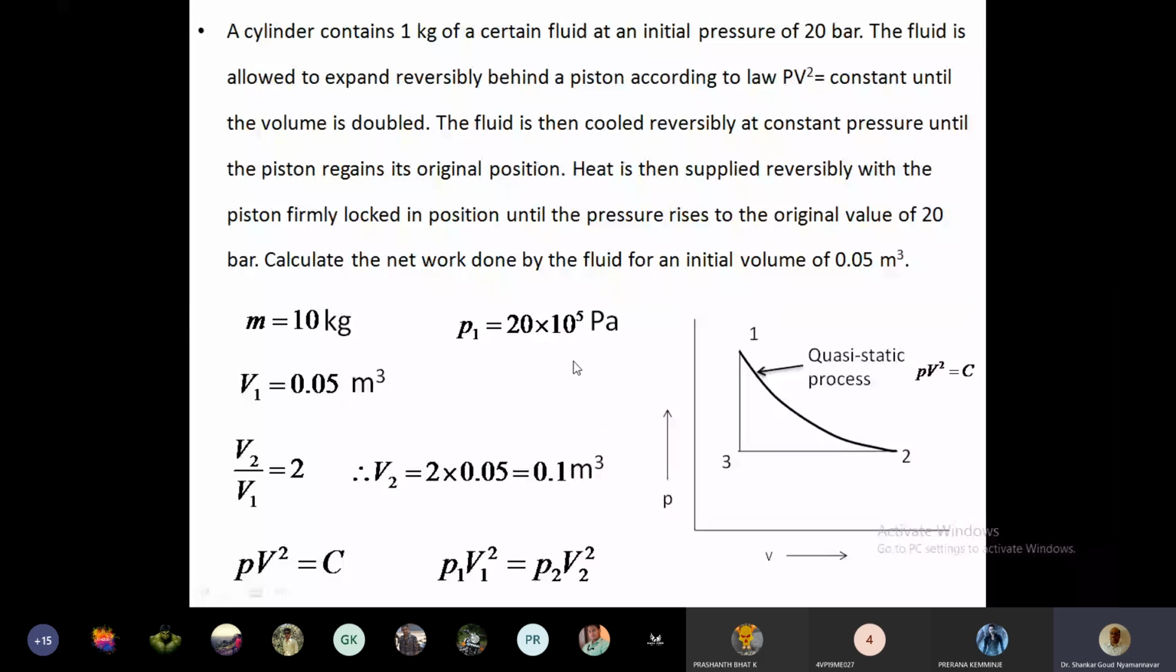Are you calculating or simply giving an answer? All of you have a calculator with you? You're using a calculator, right? Don't use your mobile. Use the actual calculator, the engineering calculator. Okay. So now I come to know the pressure at state 2.